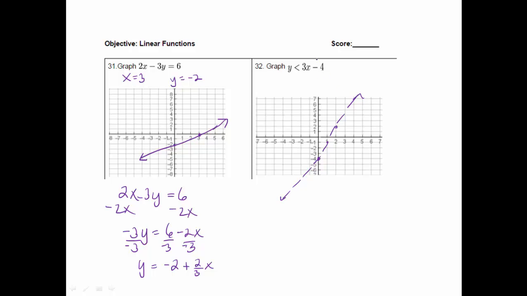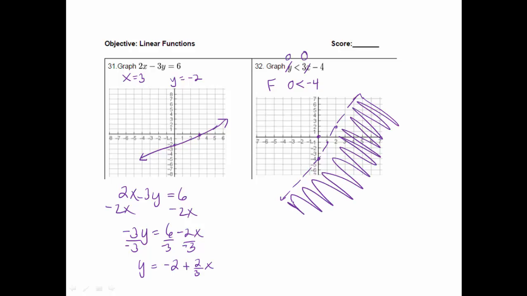And then because it is an inequality, we do need to test. And I'm going to test 0, 0. So if I test it, I'm going to get 0 is less than negative 4, and we just need to decide, is that a true statement? Is the mouth eating the bigger number? Absolutely not. So this is a false statement. And so we're not going to shade the side with 0, 0. We are going to shade the other side. So that's what that answer would look like.